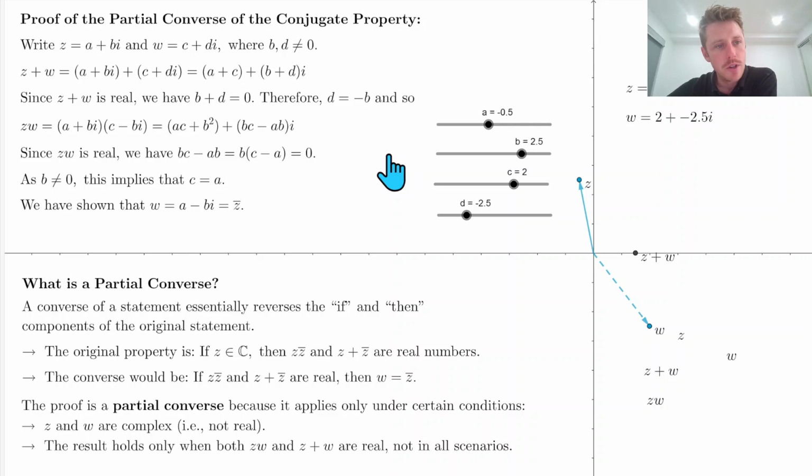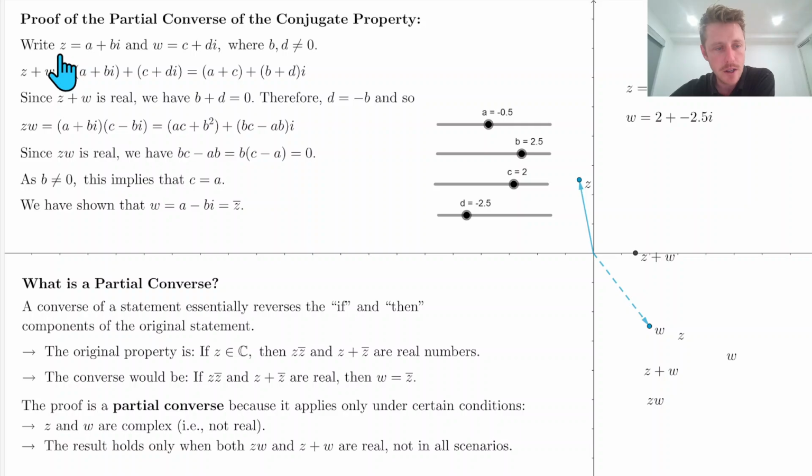Maybe pause the video here and have a read of all this, because this can be quite challenging, I think. It took me a while to wrap my head around this. Algebraically, I think it's not too bad, but for some reason I just found it difficult to wrap my head around. In any case, let's look. So what we're talking about now is proof of the partial converse of the conjugate property. I'm just going to talk through this and then we'll explain what's going on.